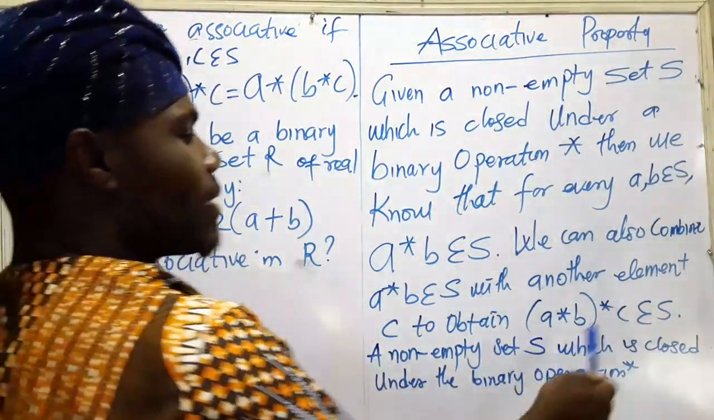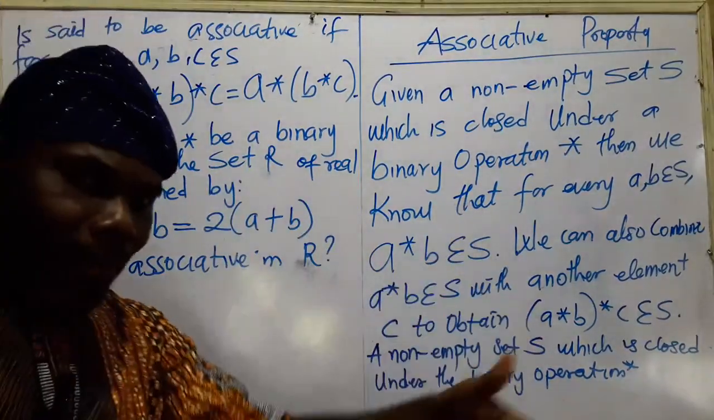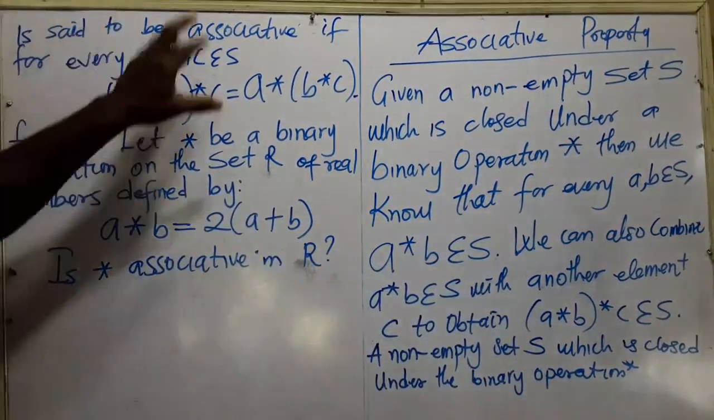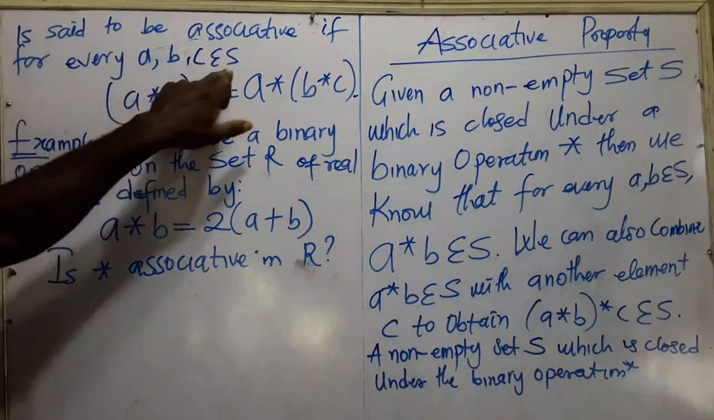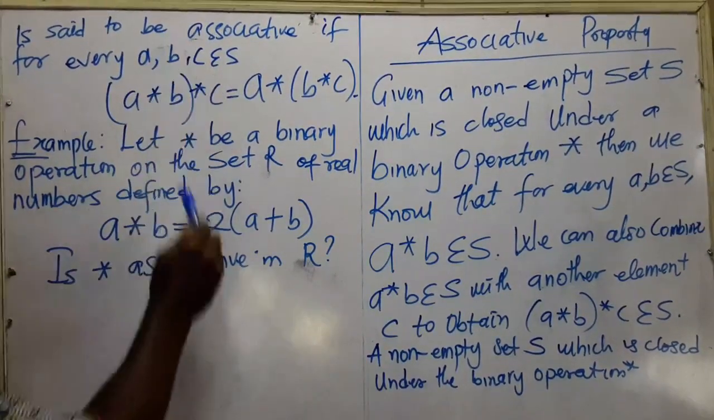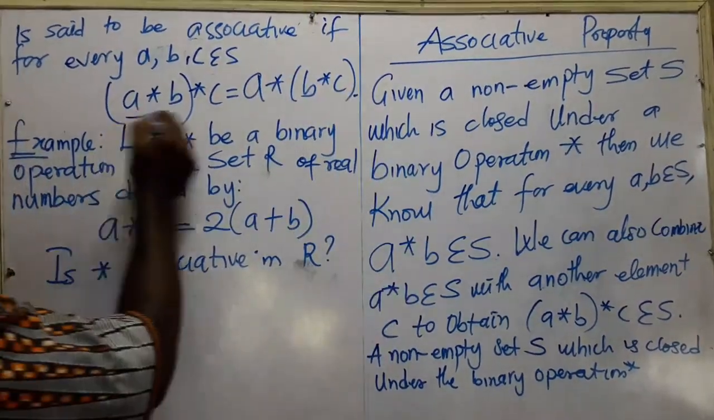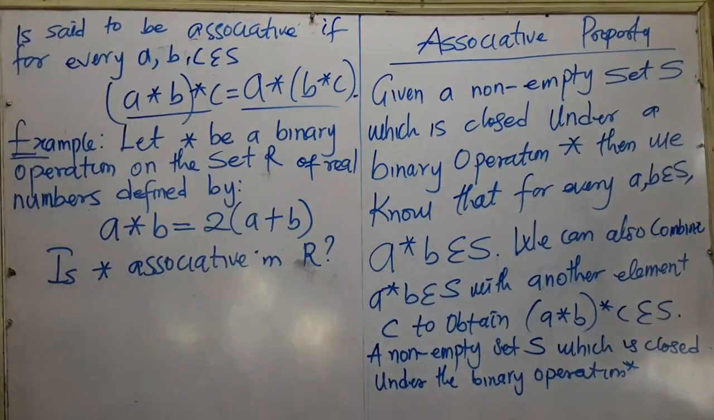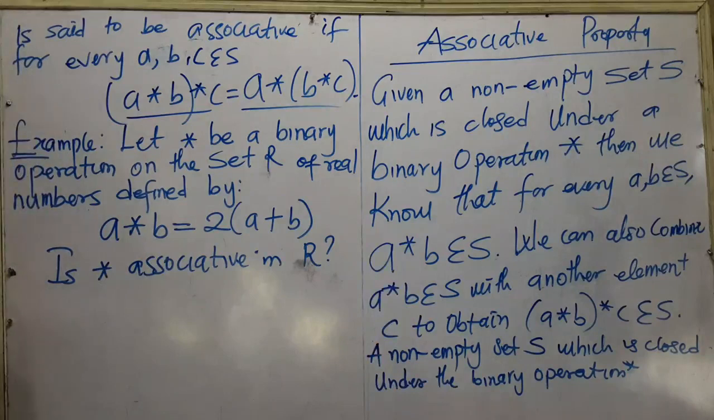A non-empty set S which is closed under the binary operation is said to be associative if for every A, B, C element of S, (A operation B) operation C is equal to A operation (B operation C). So if these two are equal, it means the operation is associative. Now we have an example to explain the definition of the associative property.